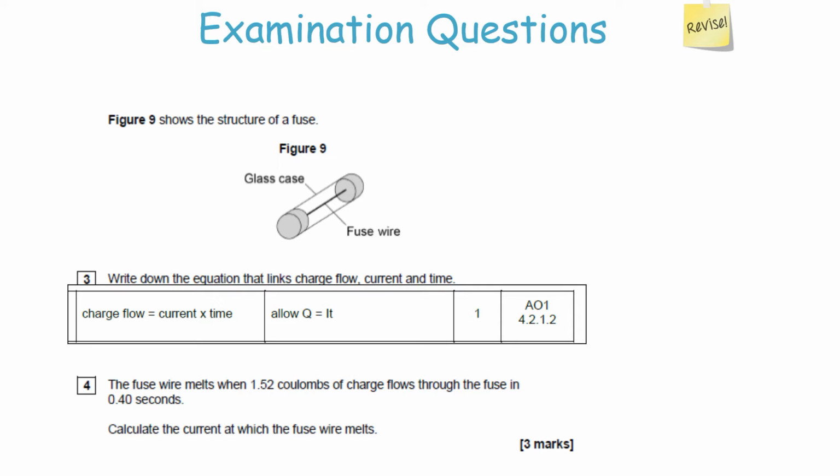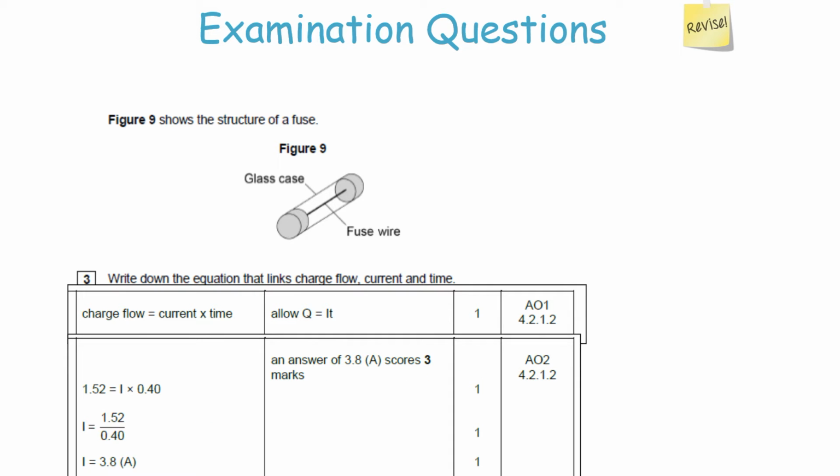So now we need to work out the current. If charge equals current times time, we need to get current by itself. So current by itself means we've got to divide the right hand side of the equation by time, and we've got to divide the left hand side of the equation by time. So current is going to equal charge flow over time, and then we pop in our values. So it's 1.52 divided by 0.40 equals 3.8 amps.